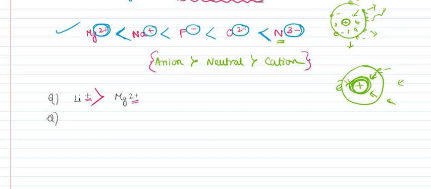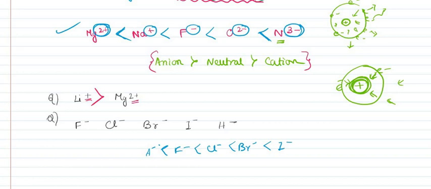Another one, which is a very favorite question, is F-, Cl-, Br-, I- and H-. What do you think? Which one has the highest radius? What is the trend of the radius? Any normal student would say H- is smallest, then F-, then Cl-, then Br-, then I-.